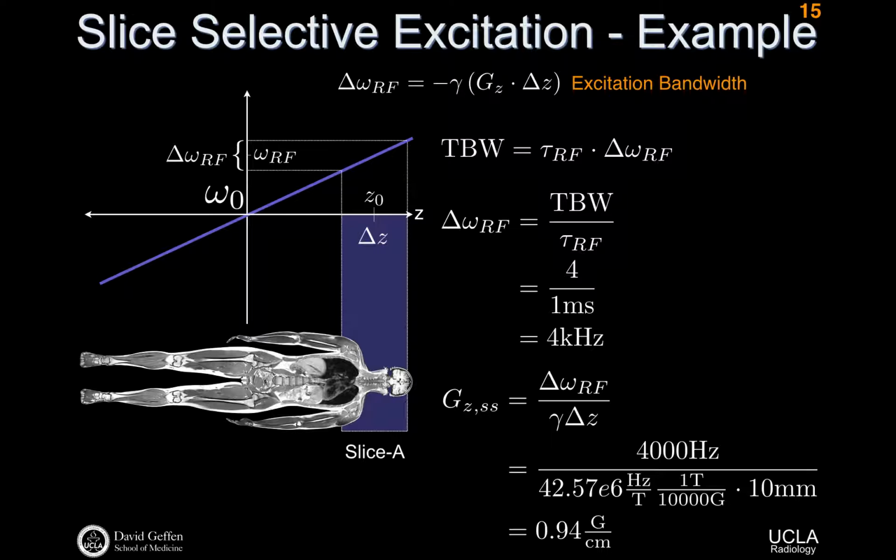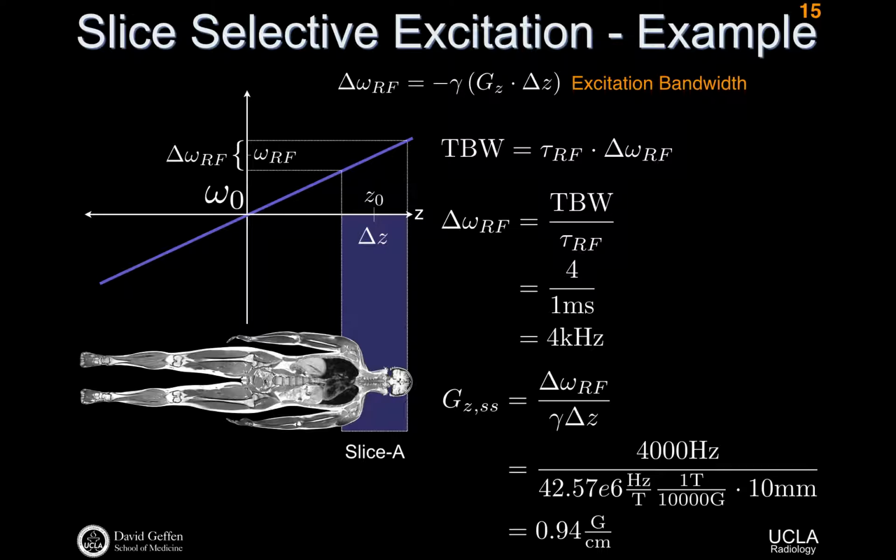And so we might choose the time bandwidth product. That's a pretty typical thing to do. I can tell you that a time bandwidth product of 4 is pretty low, and a time bandwidth product of 16 is pretty high. We don't have a big range of possibilities there, really. And a typical RF pulse might be a millisecond long, and so this tells us that the bandwidth of the RF pulse is about 4 kilohertz.